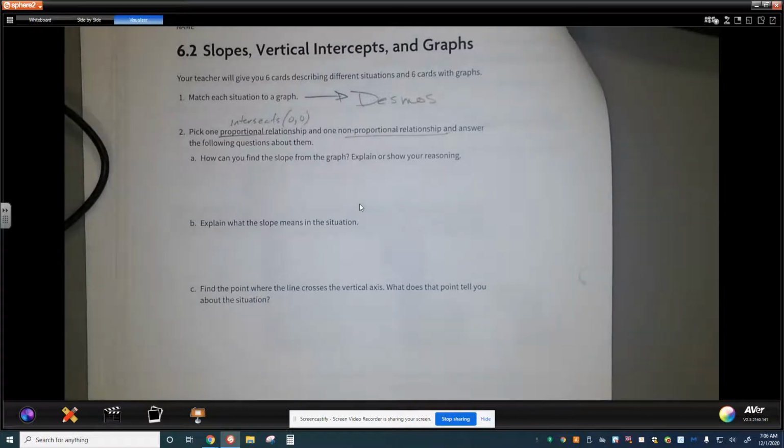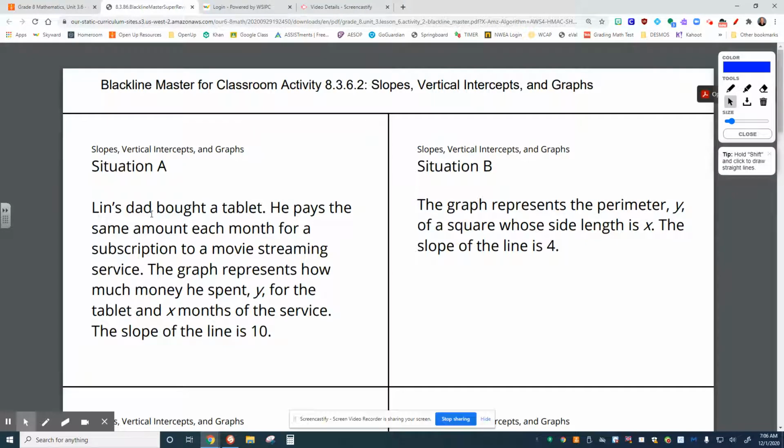In this situation, let's start here with situation A. It's important that we recognize in a word problem key information that will help us to determine what the slope is and what some other information is, to determine is this proportional or non-proportional. When we talk about situation A, Lynn's dad bought a tablet. That's a good piece of information. He pays the same amount each month. That tells us that he's paying a constant rate. This right here means that this is what his slope is talking about.